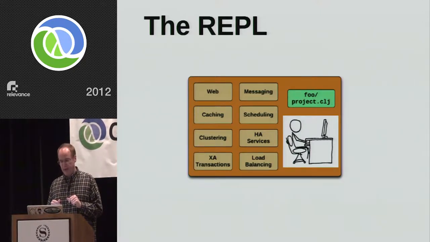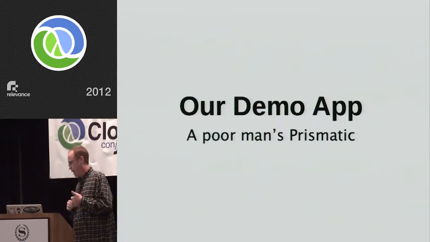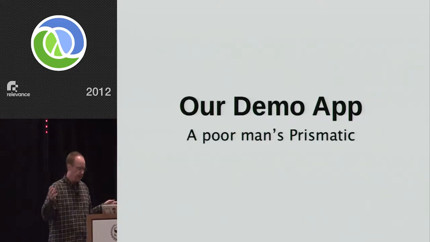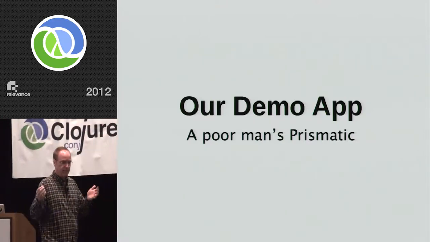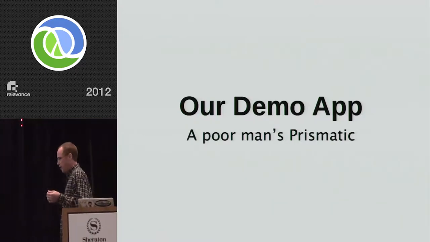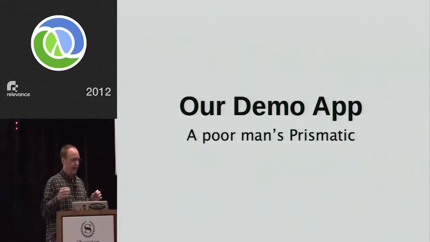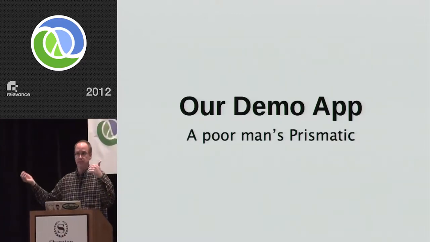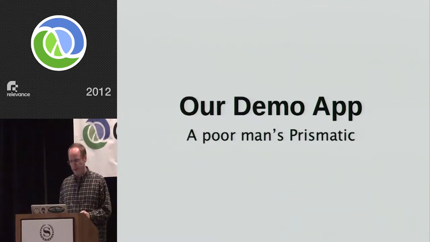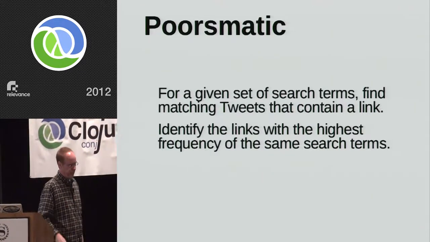So I want to build an app for you guys that'll kind of demonstrate that. What we're going to try to build today is a poor man's Prismatic. And Prismatic, I have no affiliation with them, but it's a neat service. If you don't know what it is, it's a content discovery service that I'm sure uses very sophisticated algorithms to analyze your social graph and present you with content from the web that you're probably going to be interested in.